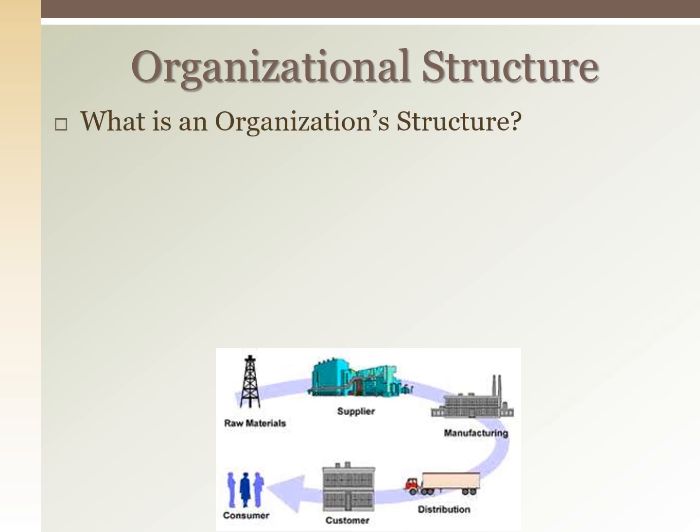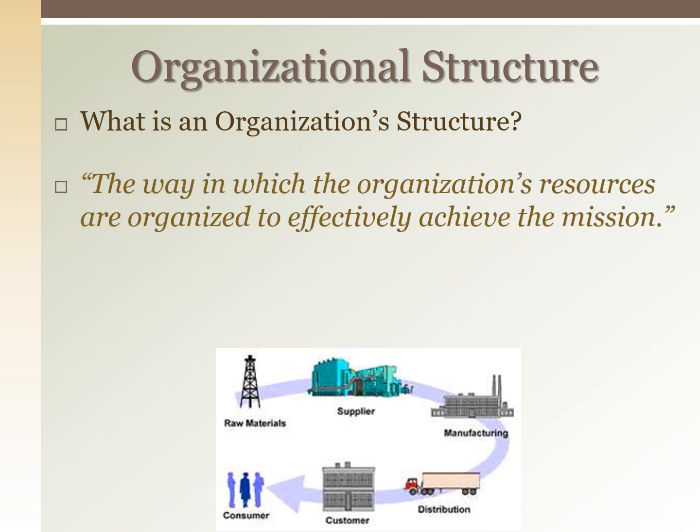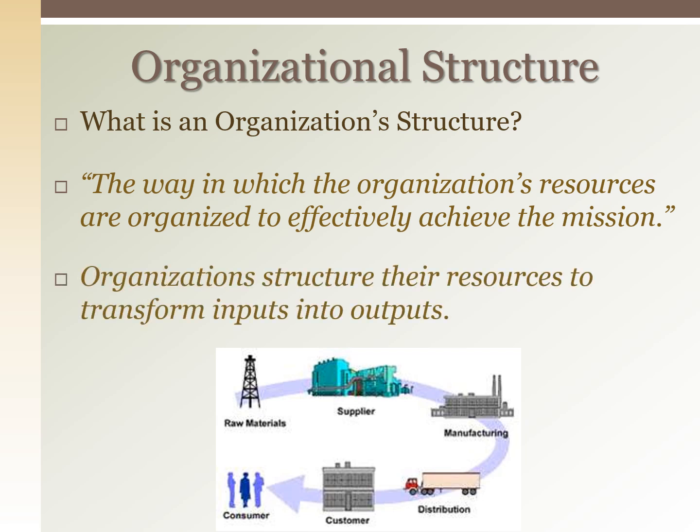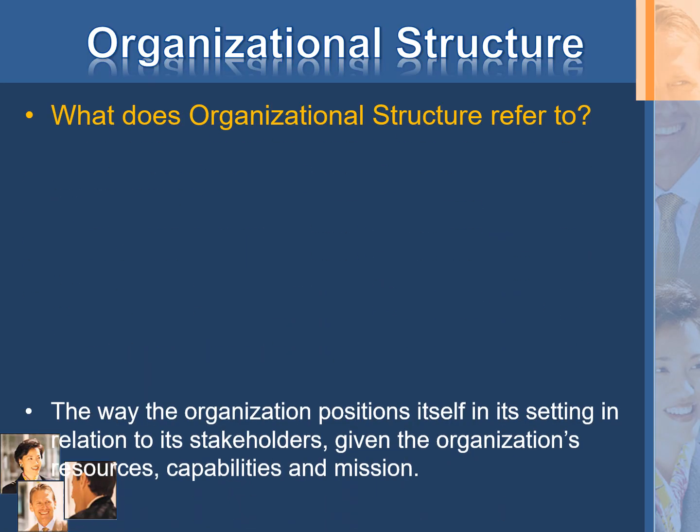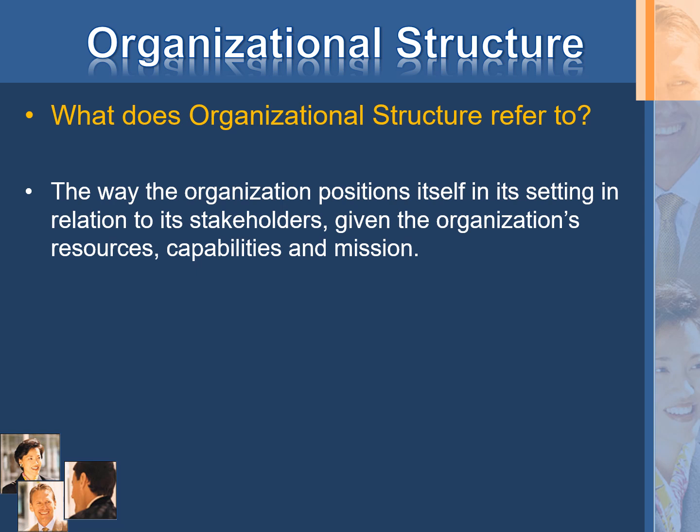So let's begin with what is an organization's structure? It's the way in which the organization's resources are organized to effectively achieve their mission. Organizations structure their resources to transform inputs into outputs, and as you can see here in the chart, it goes from raw materials to the final product delivered to the customer. So, what does it refer to? Well, the way the organization positions itself in its setting in relation to its stakeholders, and given the organization's resources, capabilities, and mission.